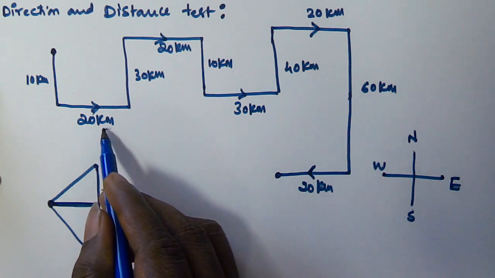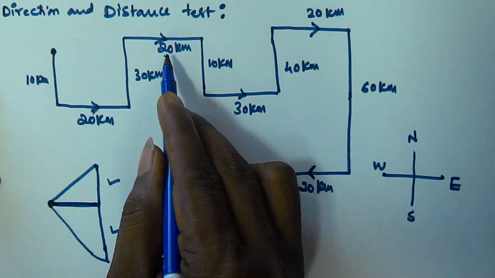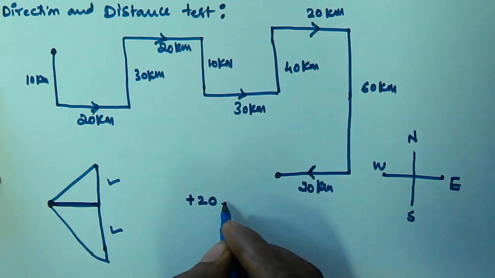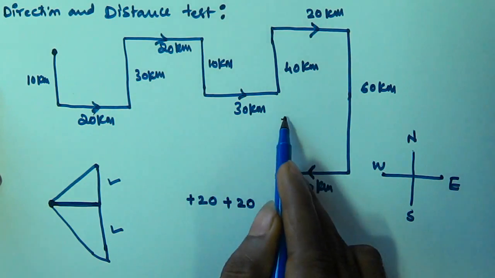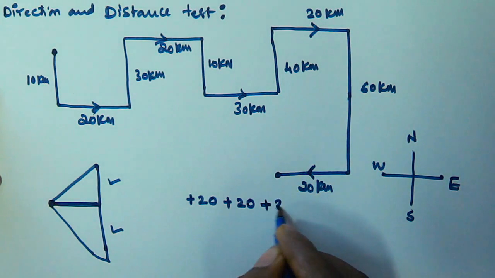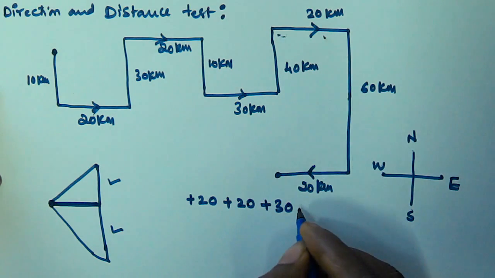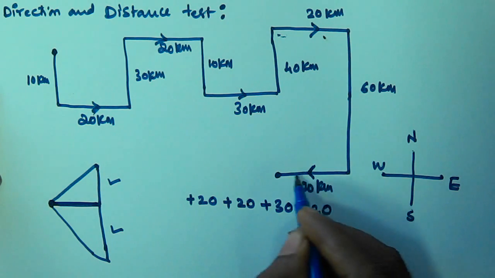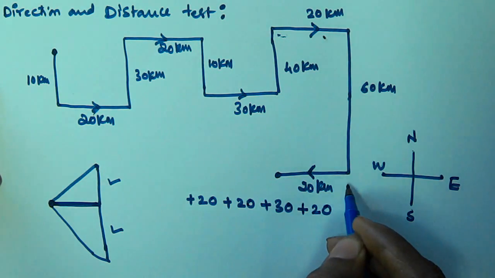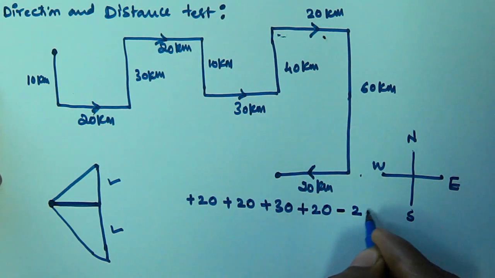He traveled, this one is from west to east, so I take this one as plus 20. And here also he traveled west to east, so again I take this one as plus 20. Here 30 kilometers, again he traveled from west to east, so I take this one as 30 kilometers plus. And here also 20 kilometers he traveled in the same direction, so I take plus 20. And here, if you see, the horizontal distance he traveled in opposite direction, that means east to west, so I take this one as minus 20.